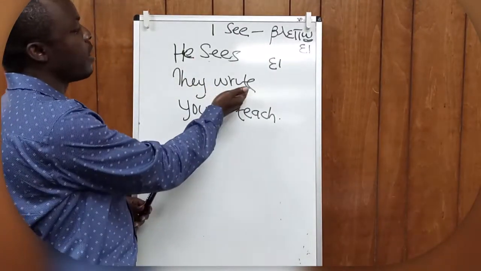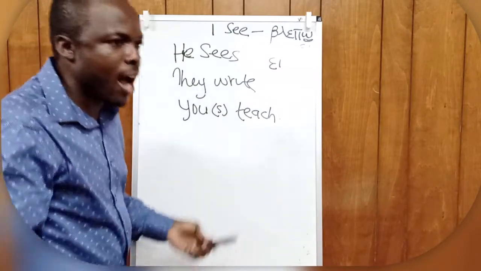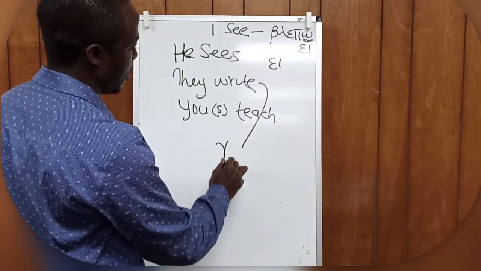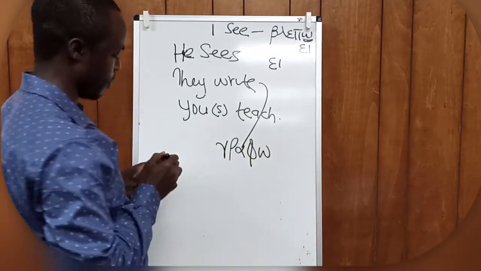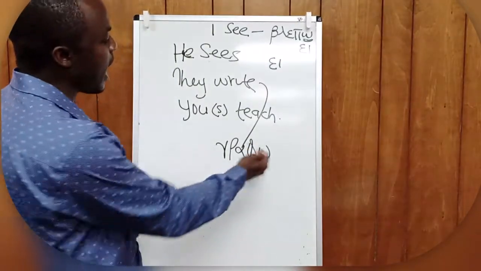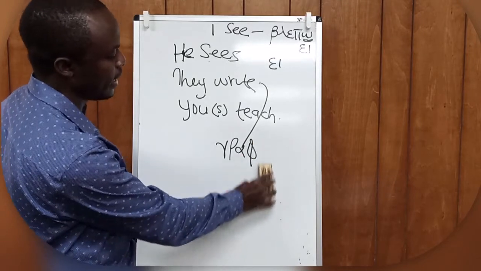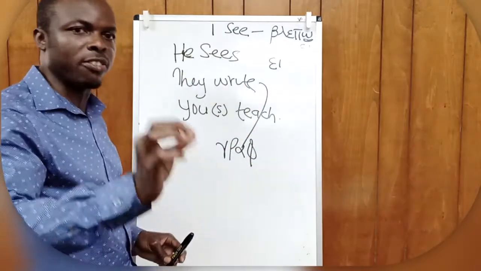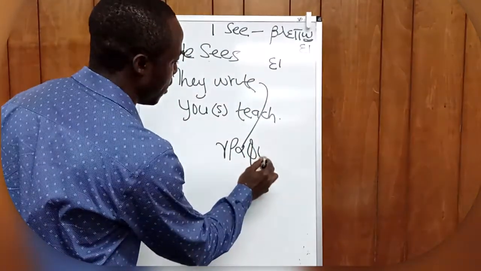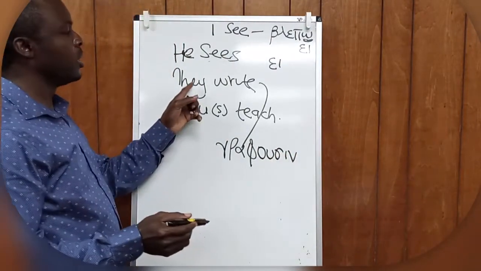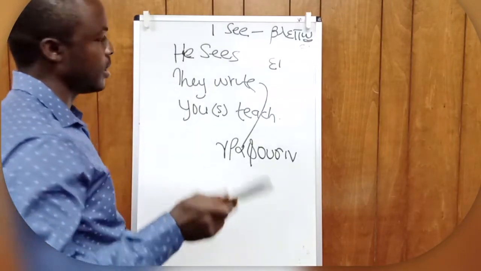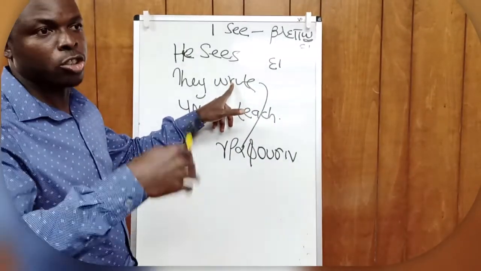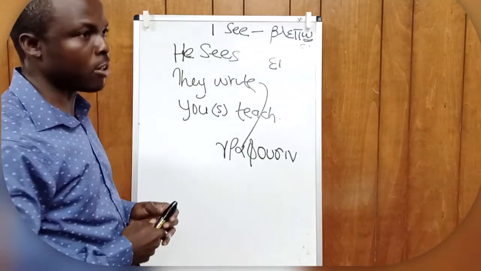The second one, they write. Easily, you can figure out the word I write. The word I write is grapho. By the time you remove the ending, which represents I, and you are looking for the ending which represents they, going back to the list of the endings of the present active indicative, you will notice that osin should be here. That gives you the right. Bear it in mind that they write, as far as Greek is concerned, is the same as they are writing, and also the same as they do write, as I explained to us initially.